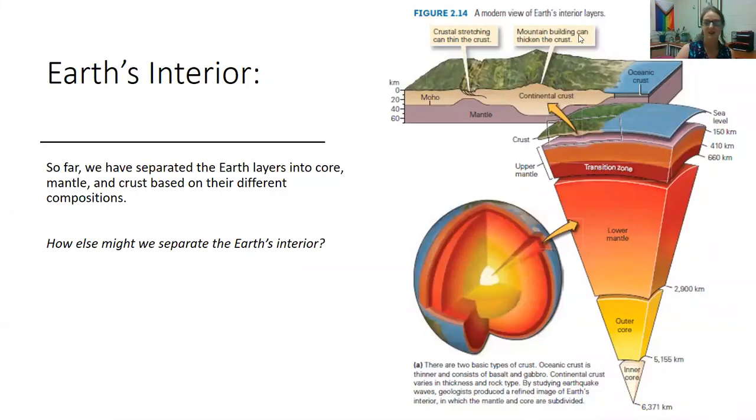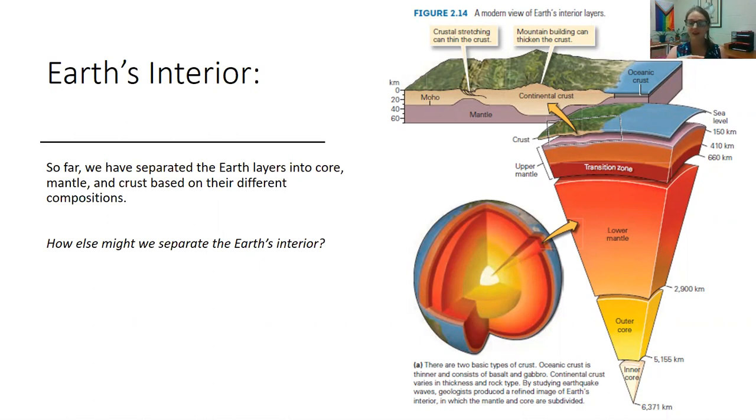So far, we have divided Earth's interior into 3 layers: the crust, the mantle, and the core. And those layers were based on the composition, meaning what they're made out of, right? We talked about the different rocks, the different types of material you would find in each of those layers. And that is one way to divide Earth. And that's a very common way to divide Earth.